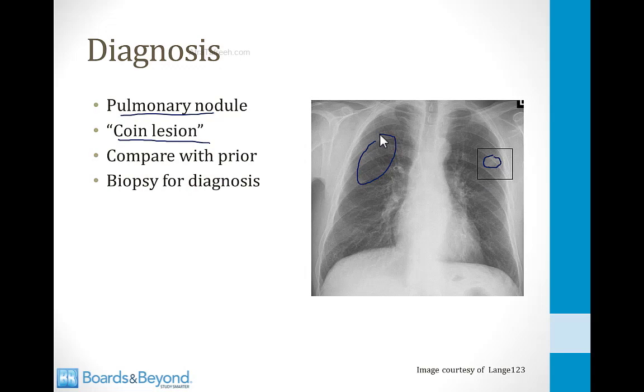The most important thing to do when you uncover a pulmonary nodule is compare with prior imaging. If you happen to have an x-ray from a few years ago, if the nodule was present back then, it means it's most likely benign because it's not changing in size. Nodules that are new or changing in size are more likely to be malignant, and then biopsy is what you need to do to make a definitive diagnosis.